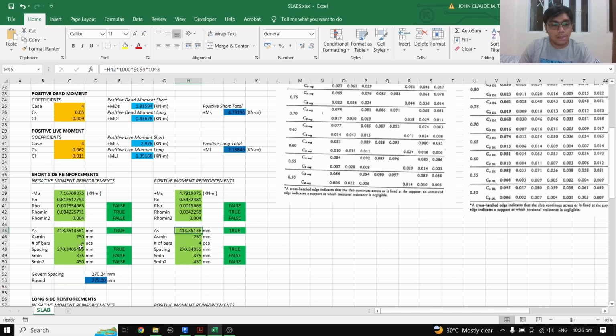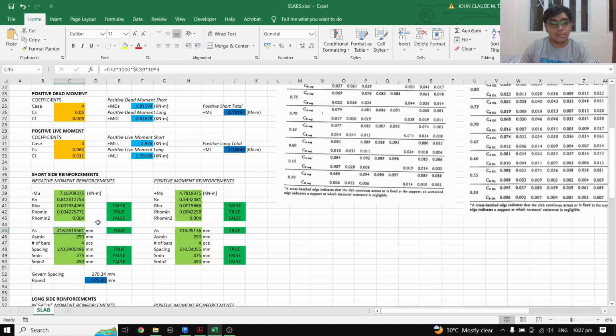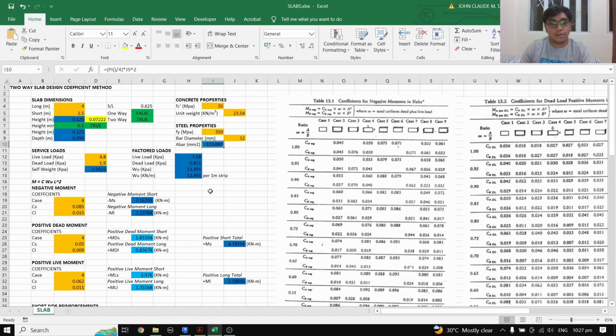Good. Now our As min is a formula of 0.002 multiplied by the base, which is the 1 meter strip that is representing the whole slab, multiplied by the thickness of the slab in millimeters. So we have 250 mm, and our As is governing. So we can calculate the number of bars by dividing the As by the area of bars automatically calculated here.